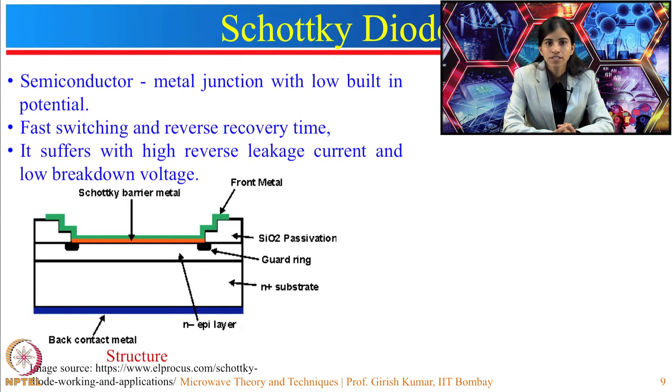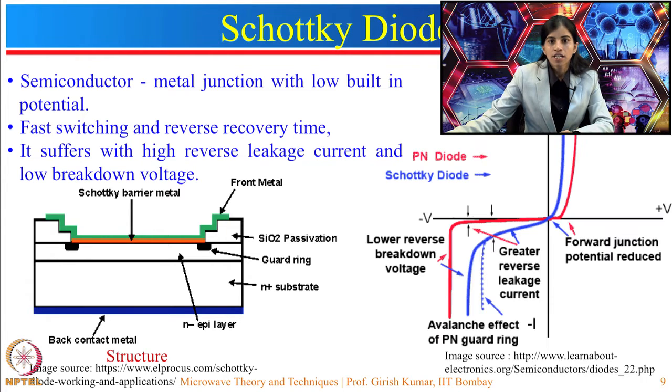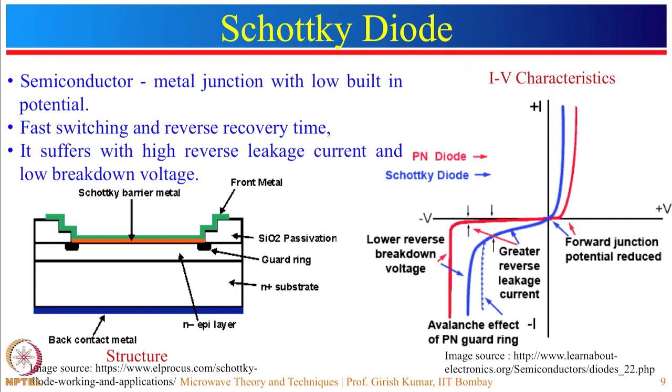But there is a disadvantage of this diode. It suffers from high reverse leakage current and low breakdown voltage due to the low depletion region. Now, if I compare the IV characteristics of this diode with the PN junction diode, you can see it provides low turn-on voltage, of the order of around 0.3 to 0.4 volt, and the reverse leakage current in this case is very high, of the order of microampere. However, in case of PN junction it is of the order of nanoampere, and the breakdown voltage for this diode is relatively less. So, this is the drawback of this diode.